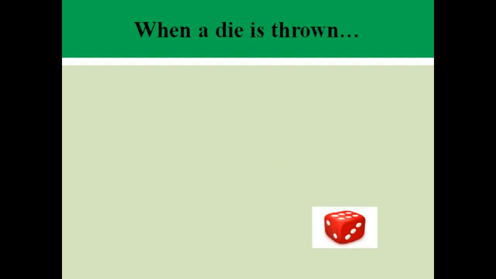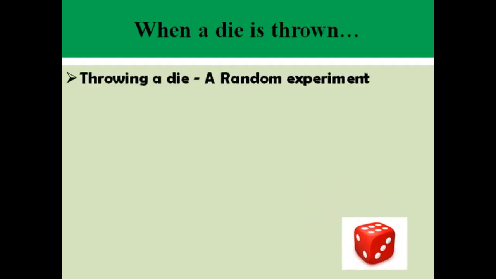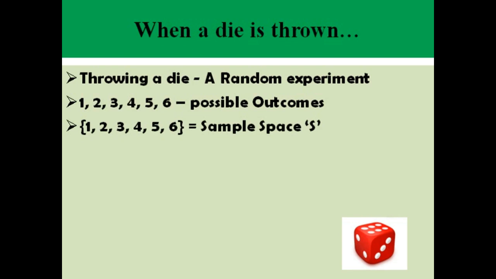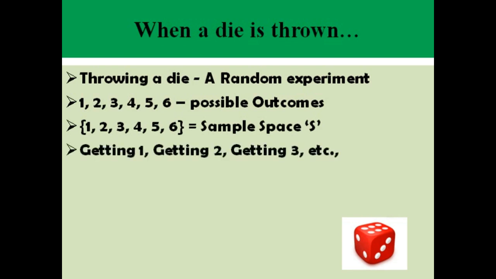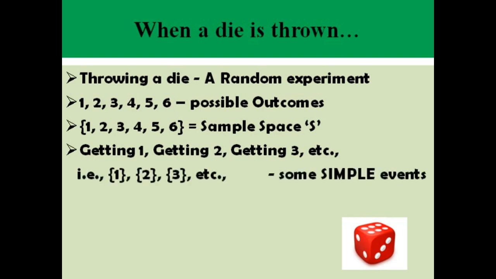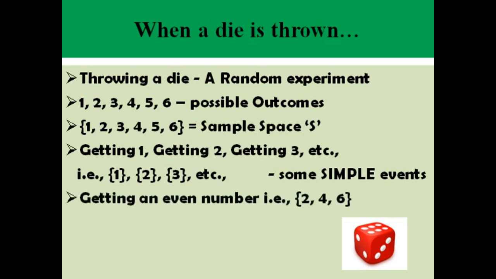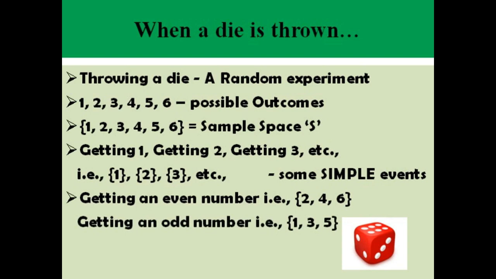When a die is thrown, throwing a die is a random experiment. 1, 2, 3 up to 6 are the possible outcomes. The set containing all the possible outcomes is the sample space S. Getting 1, getting 2, getting 3, etc., that is singleton 1, singleton 2, singleton 3, etc., are some simple events. Getting an even number, that is the set containing 2, 4, 6, and getting an odd number, that is 1, 3, 5, are some compound events. In a simple event, only one outcome favors the happening of the event, whereas in a compound event, more than one outcome favors its occurrence.